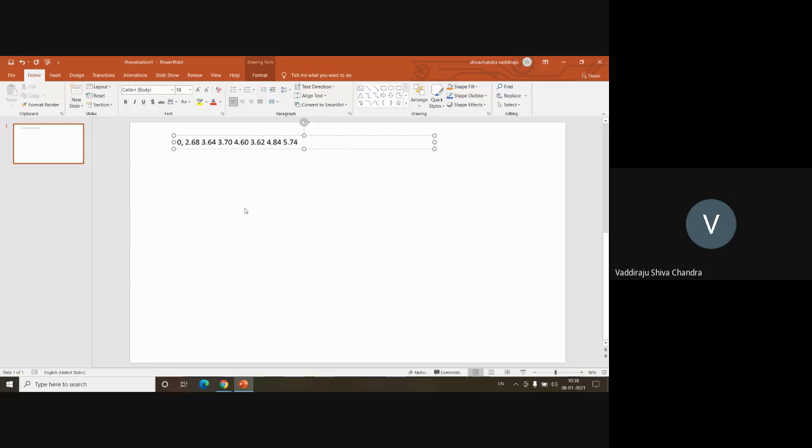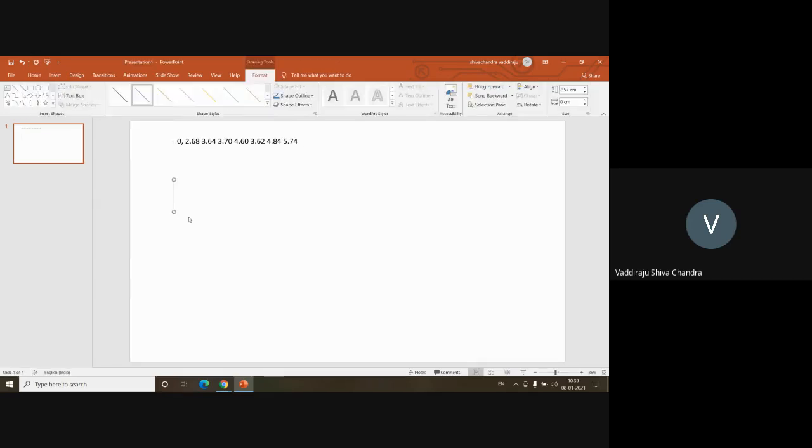Okay. A series of offsets were taken from a baseline to a curved boundary line at intervals of 10 meters in the following order: 0, 2.68, 3.64, 3.70, 4.6, 3.62, 4.84, 5.74. Compute the area using Simpson's rule and trapezoidal rule. Okay. First, let us try to draw a diagram. Drawing a diagram is not required for you in solving the problem. Just for explanation purpose, I am giving you.